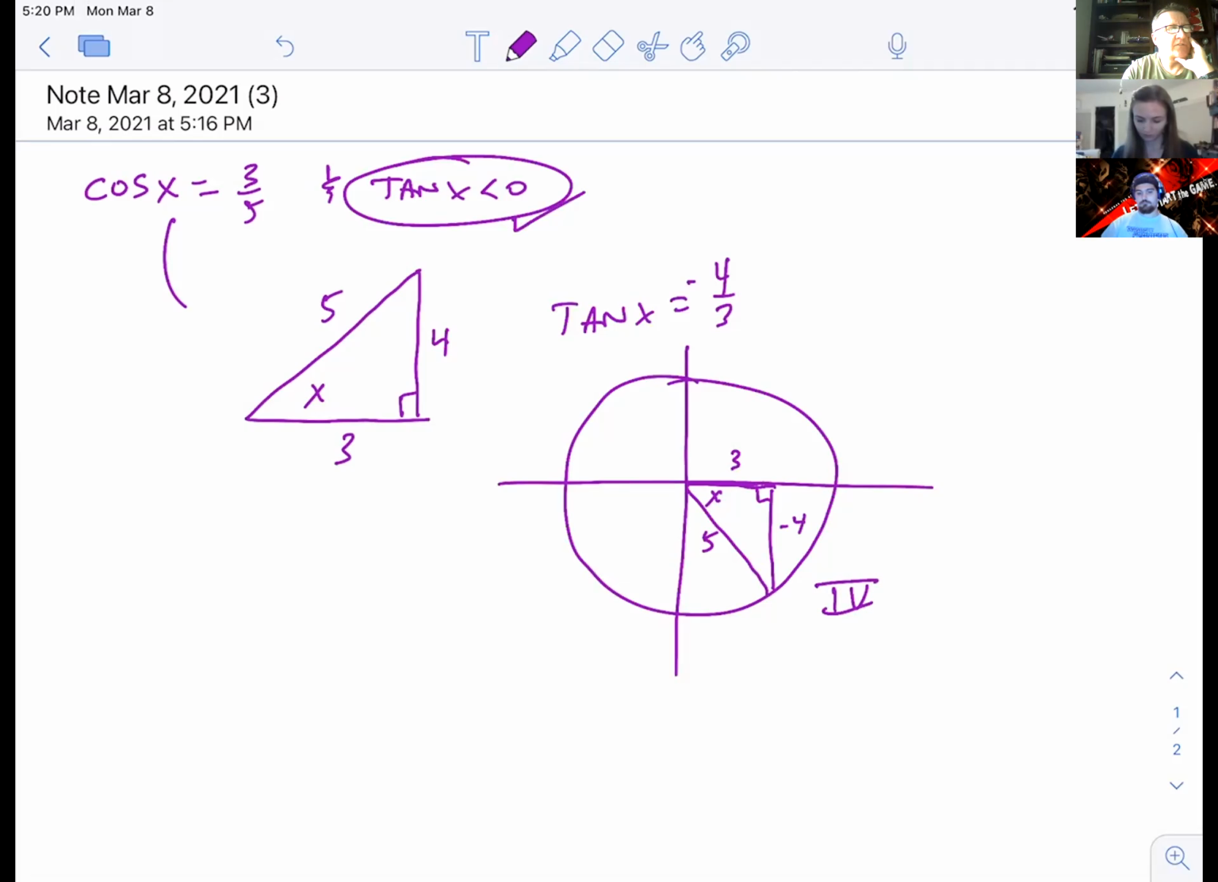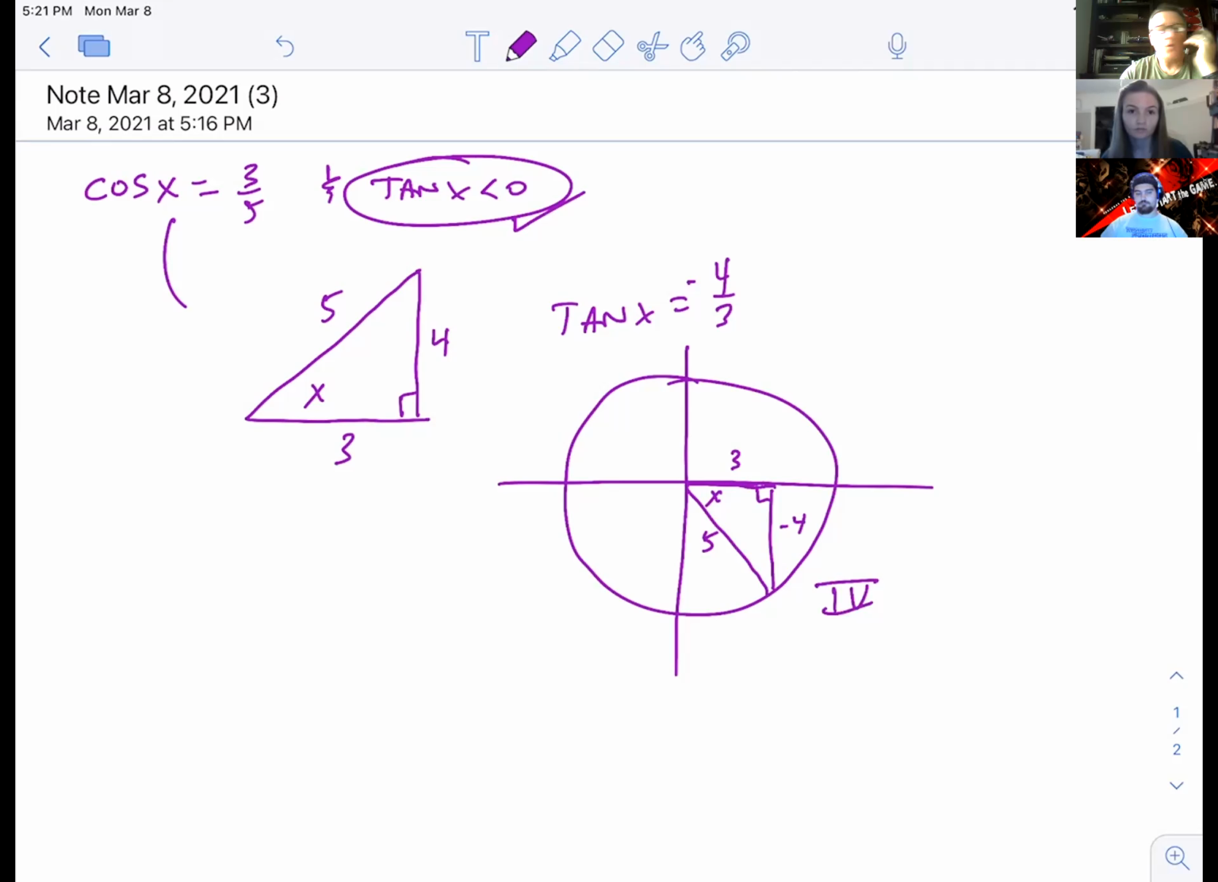Tangent of x is negative. So that was just kind of a tricky way. It would have been nice if they just told us, hey, put this in the fourth quadrant. But instead they thought, oh, let's just be tricky. But if tangent is negative, fine. I'm in the fourth quadrant. It's the same triangle. It's just now we have a negative sign for 4.